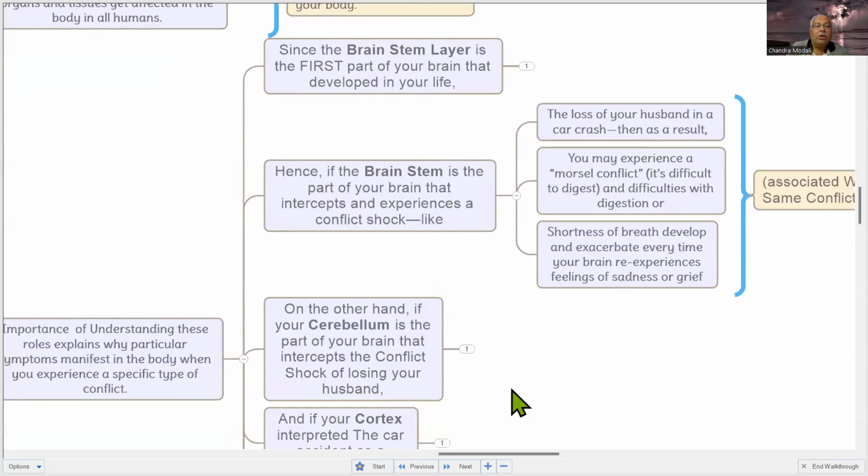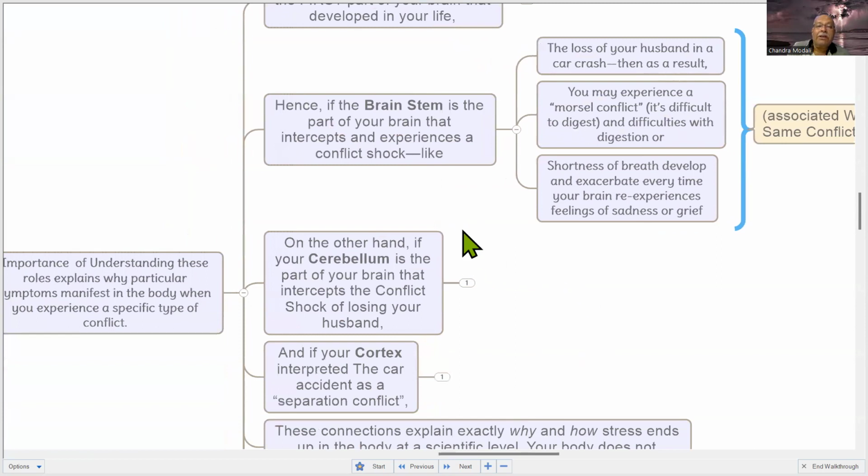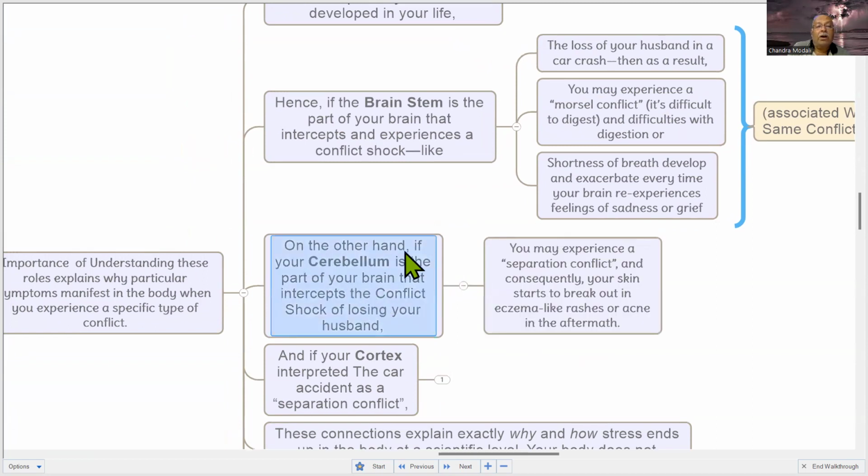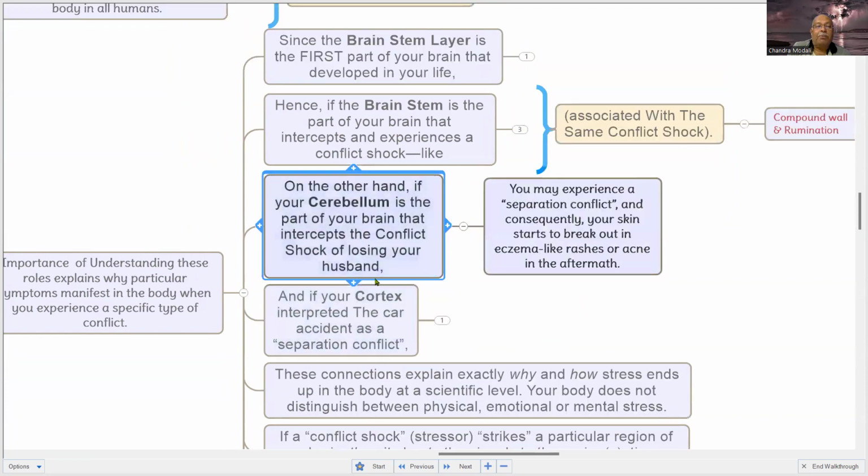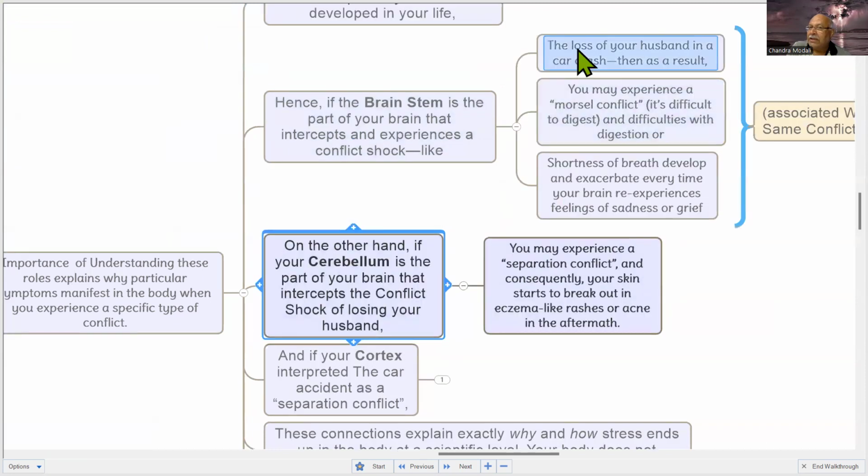Right? So now let us see what happens if it were the cerebellum. The cerebellum is the part of your brain that intercepts the conflict shock of losing one particular person. It's basically the survival threat, and you may experience a separation conflict. See, this was basically the core survival conflict. The survival conflict is creating a sort of separation.